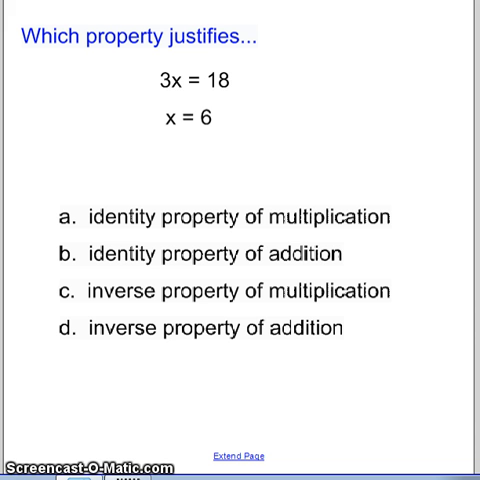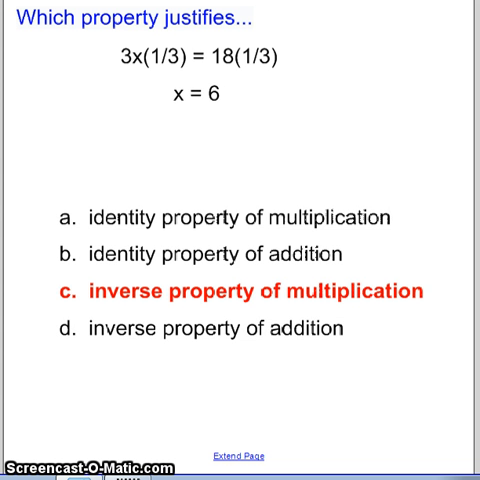Here we've got 3x equals 18. How do we get to the next step? Well, we divided both sides by 3, so this is going to be the inverse property of multiplication.